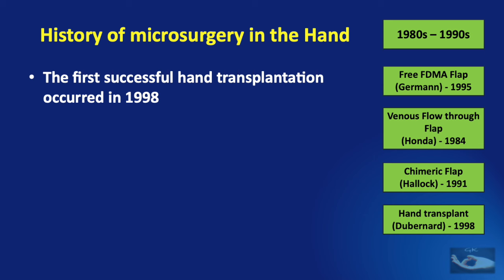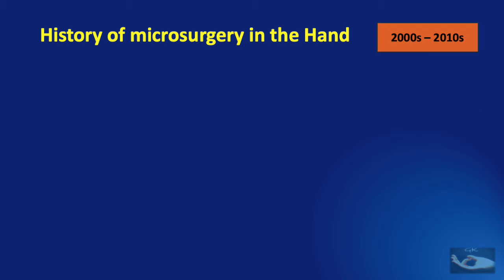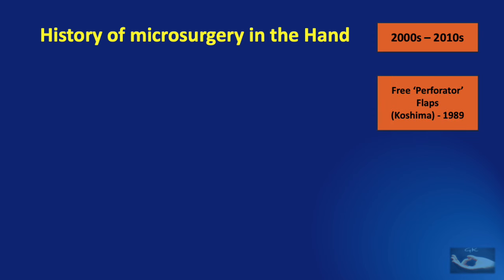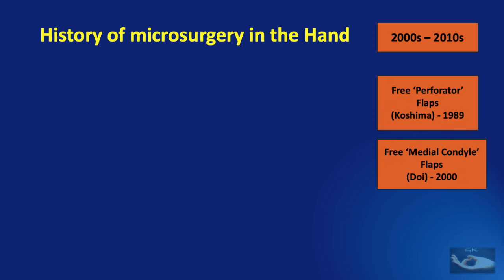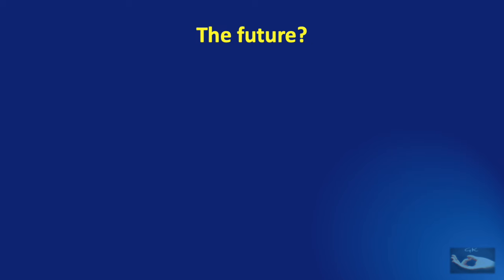The first successful hand transplantation occurred in 1998 when Dubernard performed a partial hand transplant for the patient Clint Hallam. The most recent advances in hand reconstruction are the free perforator flaps described by Koshima, the free femoral medial condyle flap described by Doi, and the freestyle free flaps described by Samir Mardini and Fu Chan Wei in 2003. The future of hand reconstruction could be anything.